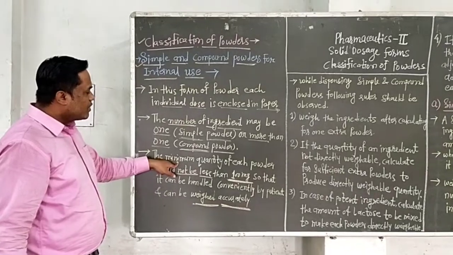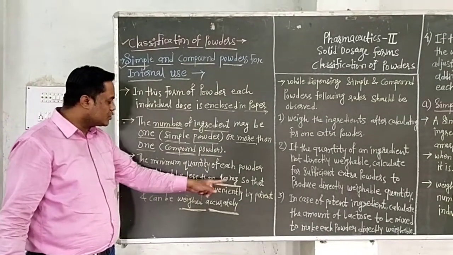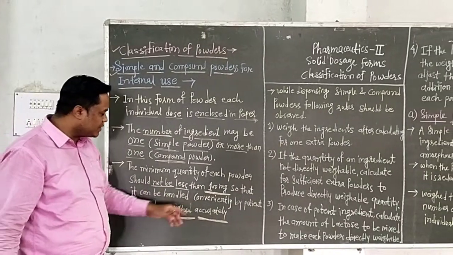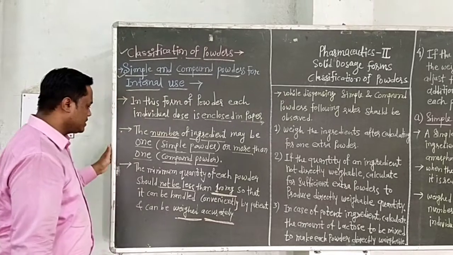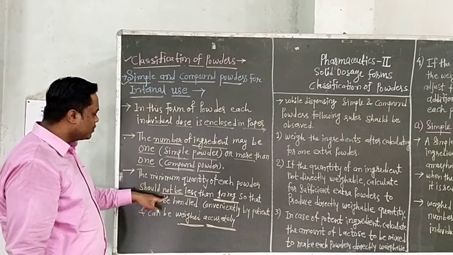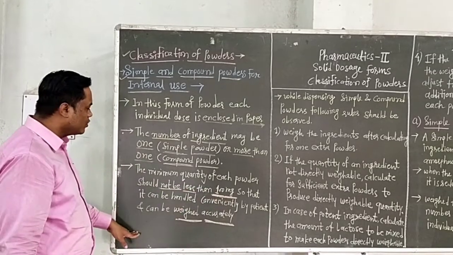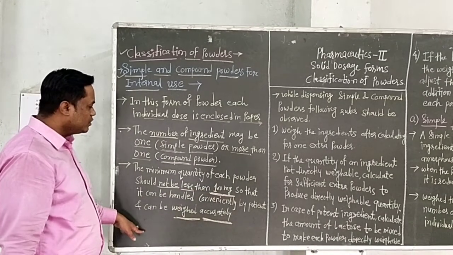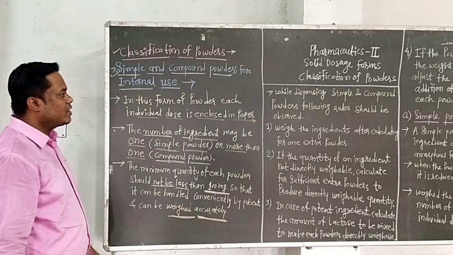Therefore, the minimum required quantity of each powder should not be less than 100 mg, so that it can be handled conveniently by the patient, and second, it can be weighed accurately on the weighing balance. This is important in the case of powders, for convenient handling by the patient and for weighing accurately on the weighing balance.